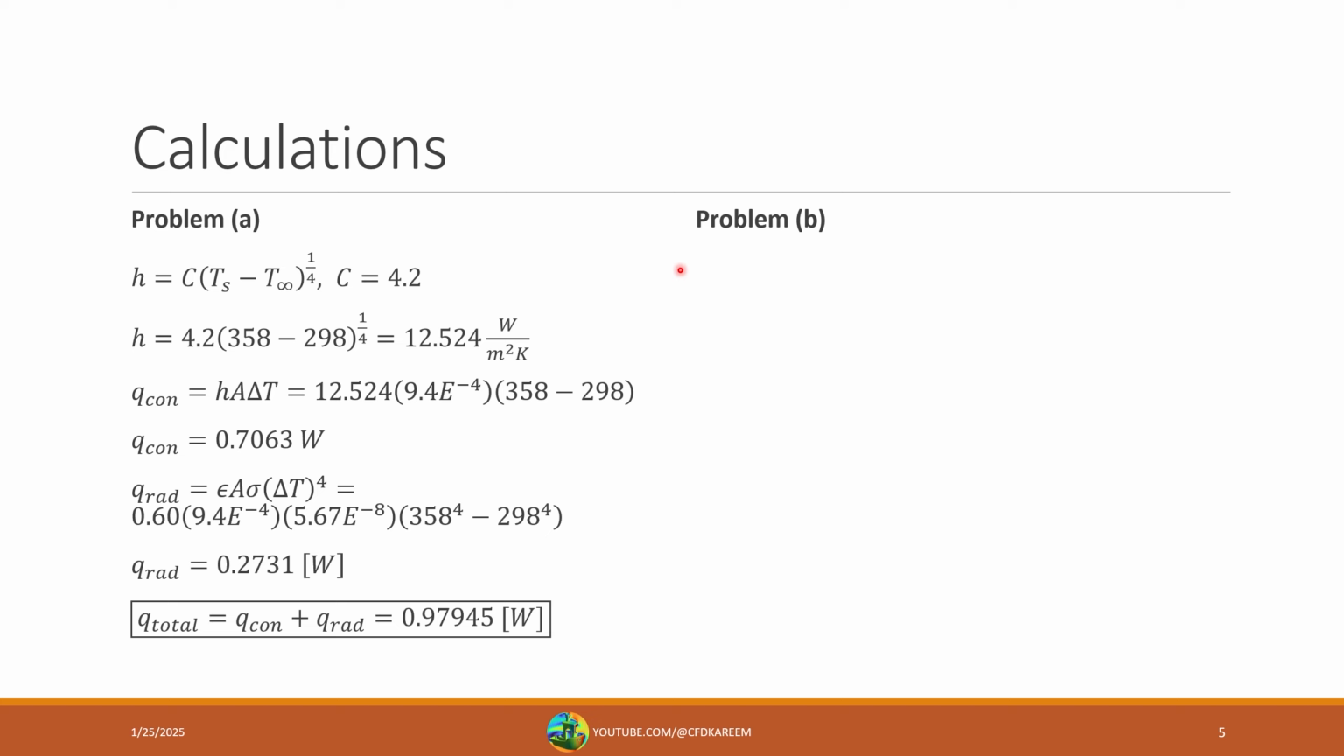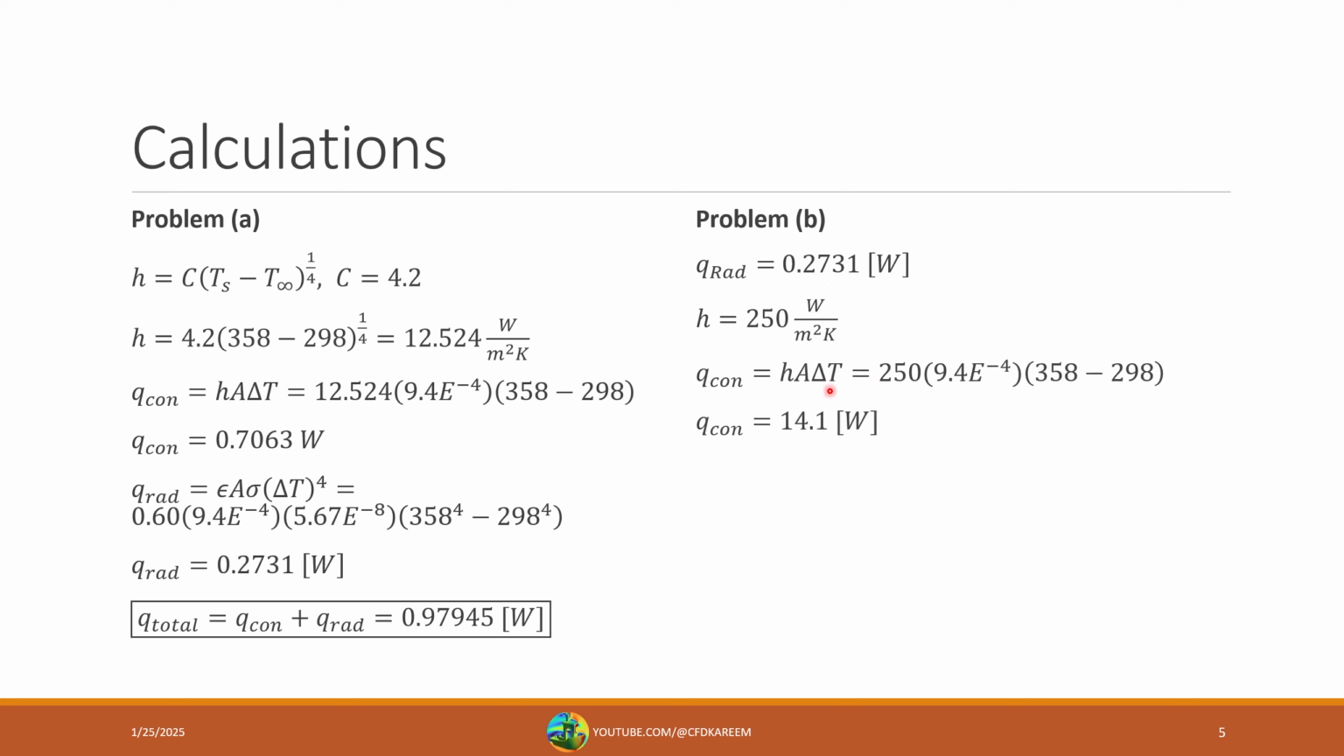For problem B, we're going to assume that the radiation is not going to change since the radiation is not dependent on any of the airflow conditions. So we're just going to assume that the radiation is still 0.2731 watts. We can also assume that because our chip temperature as well as our ambient temperatures are not going to be changing. We'll then take our new heat transfer coefficient, which is 250 watts per meter squared Kelvin, which was provided, and we can again plug that into Newton's law of cooling.